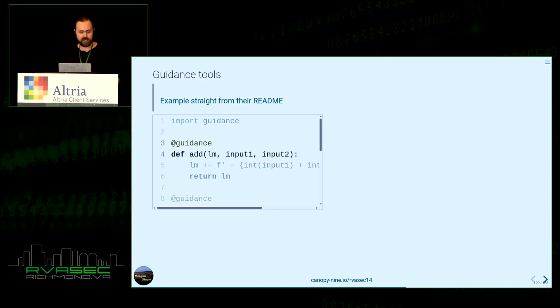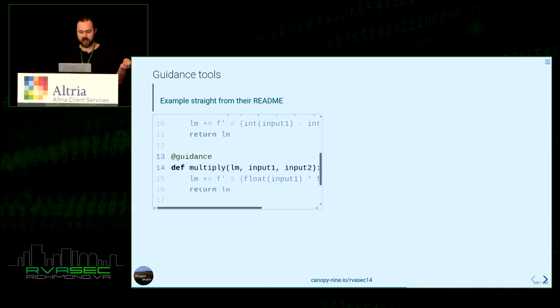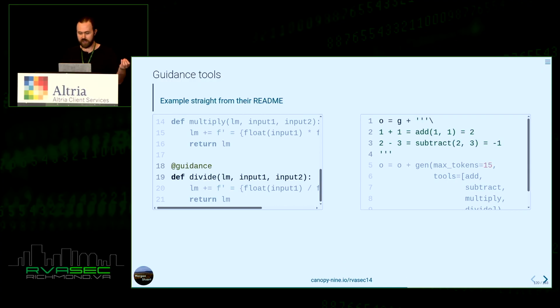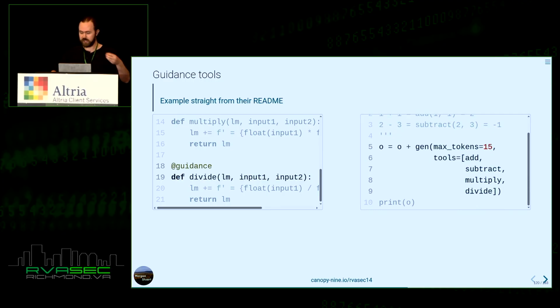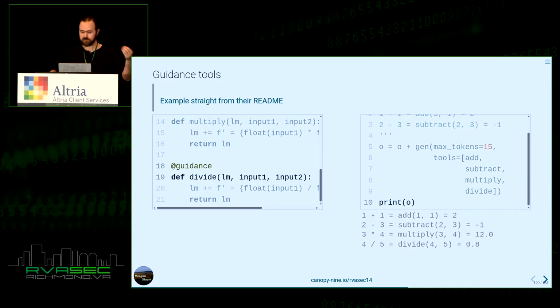So let's go ahead and see an example from guidance. This is directly from their GitHub. We give it a bunch of essentially calculator tools: an add, a subtract, multiply, divide. Then we have this example prompt where we're telling the model, here's a string of example calculations, and then we ask it to complete, and we give it access to all those tools. And now suddenly we have an LLM that's pretty good at math. It can actually do some math.